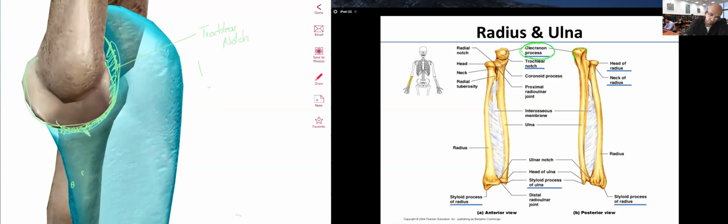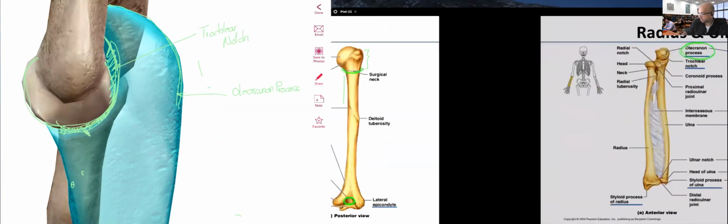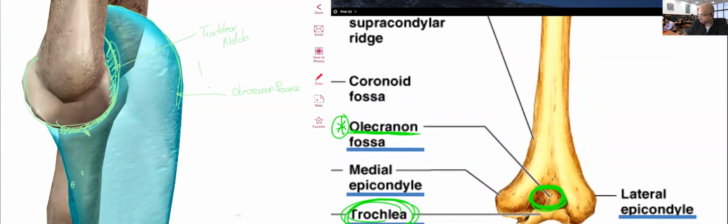And another point of articulation between the radius, ulna, and the humerus is the articulation between this process of the ulna. What do we call it? This is my olecranon process. It articulates with the depression in the back of the humerus. This is my olecranon fossa.